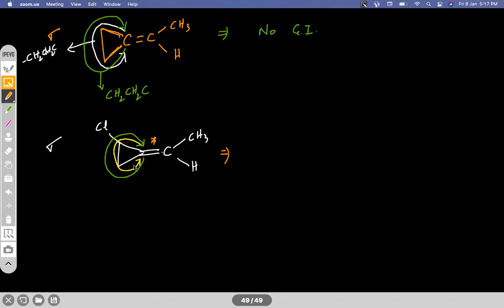Did you understand this? Both ways you need to go. If both paths are different, it means a different group is attached on each side. This will be a stereocenter, and yes, GI is possible across this.